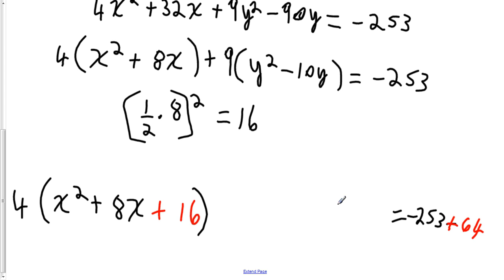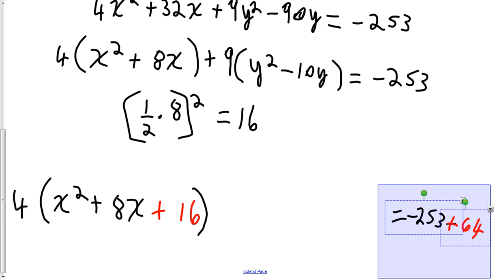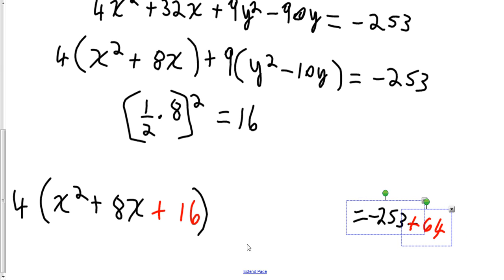So once again, I'm adding in 64 because I'm actually adding in the 16 inside of the parenthesis multiplied by the 4 on the outside. All right, now let's deal with y. Still working here. I still have the plus 9 here.